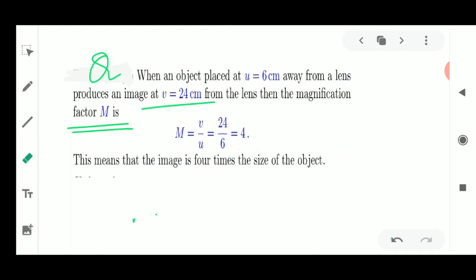So this will be solved directly by putting the value of m, putting the value of v and u, that is 24 by 6, that becomes 4, and without any unit. Because it is a ratio only. So this means that the image is 4 times that of the object. It is highly magnified compared to the object.